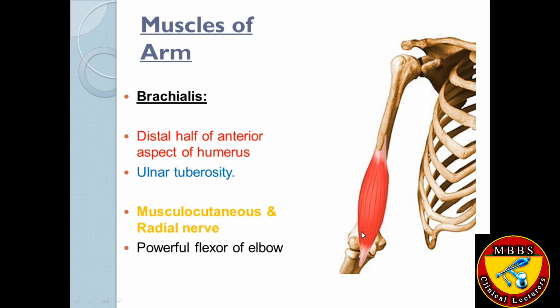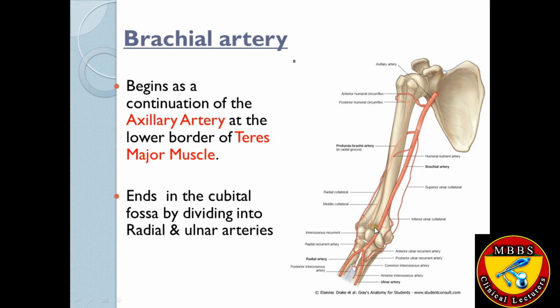Brachialis muscle, I'm repeating, brachialis is inserted into the ulnar tuberosity. It is supplied by musculocutaneous nerve as well as by the radial nerve. When this muscle contracts, it will lead to powerful flexion at the elbow joint. It is crossing only one joint, so it is going to produce action at the elbow joint.